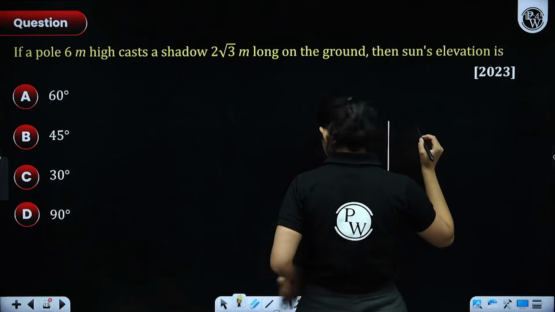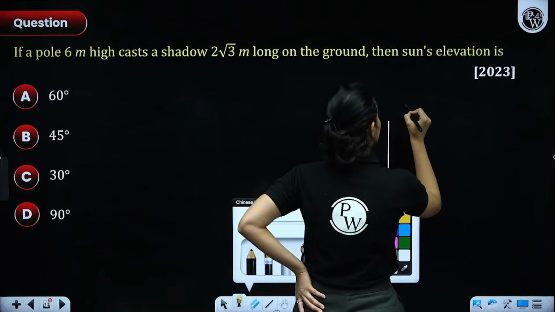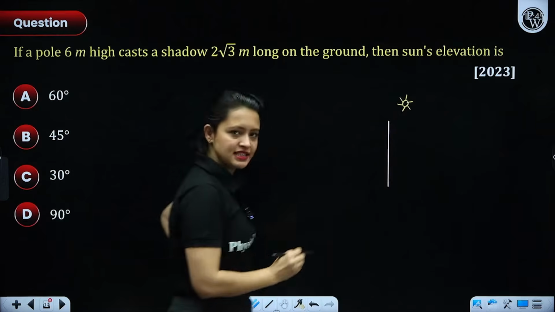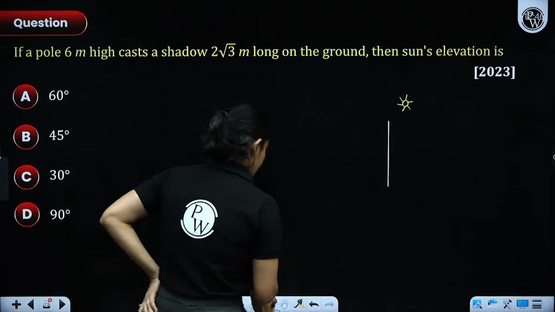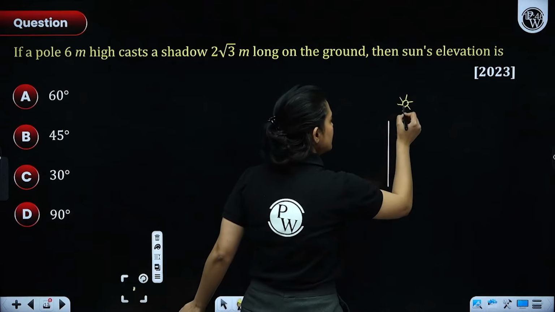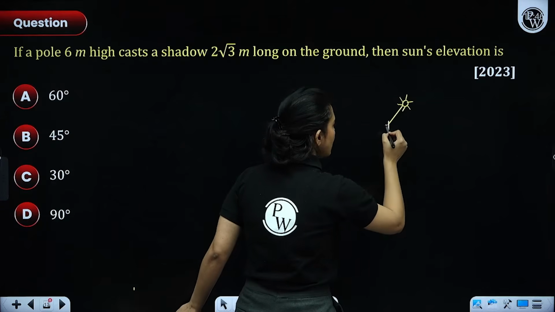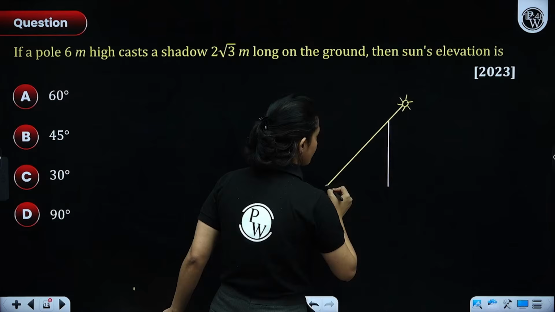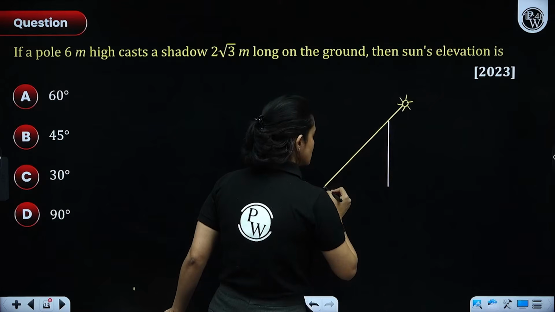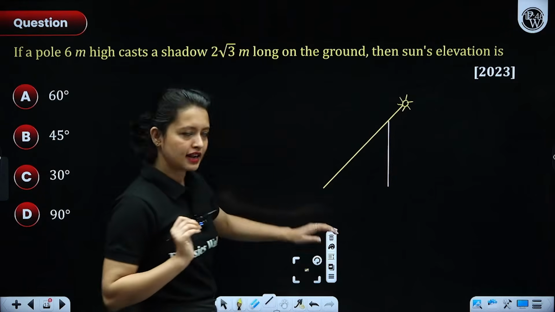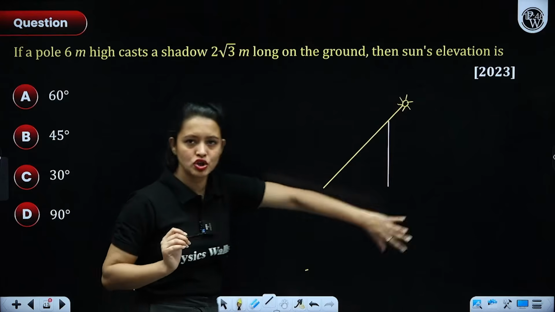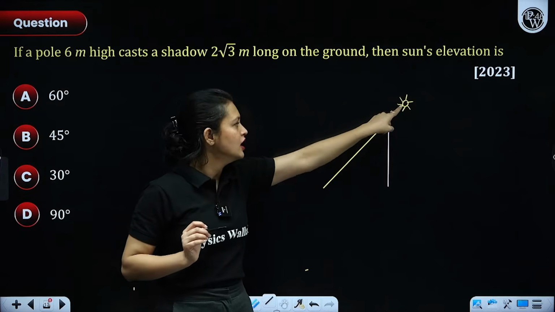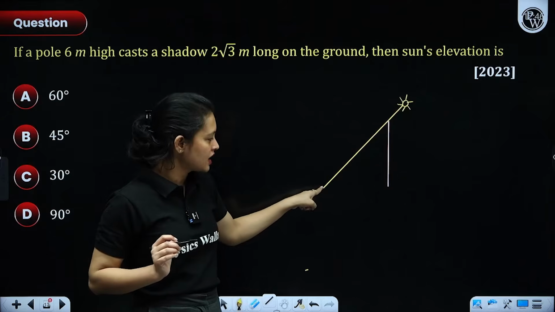Now think about it. If I have to think about its shadow, how will it be made? So let's just suppose this is my sun, everyone. Now we will take only one ray of sun. So let's take it here. So a ray of sun comes along like this and it hits the ground here. There are multiple rays of sun that are coming, but just to make this thing easier, I have just shown that one ray of sun hits the top and then comes here at the bottom.